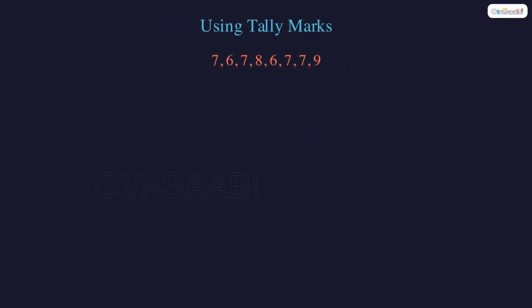Raw data looks messy. We use tally marks to count how often each value appears. Every 5th tally crosses the previous 4, like this.